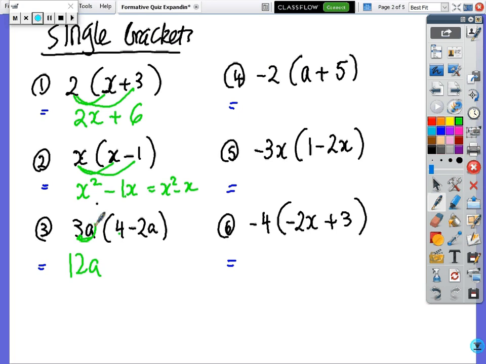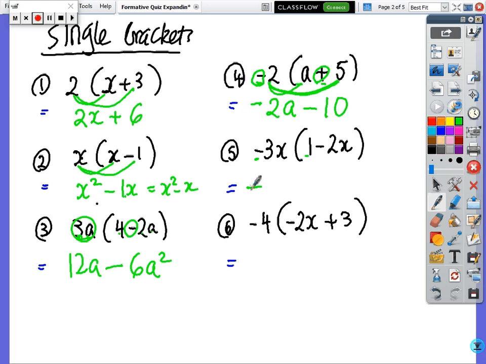And a positive times a negative is a negative. 3 times 2 is 6. A times a is a squared. Okay, next one. A negative times a positive is a negative. 2 times a is 2a. A negative times a positive is a negative. 2 times 5 is 10, so that's the answer.